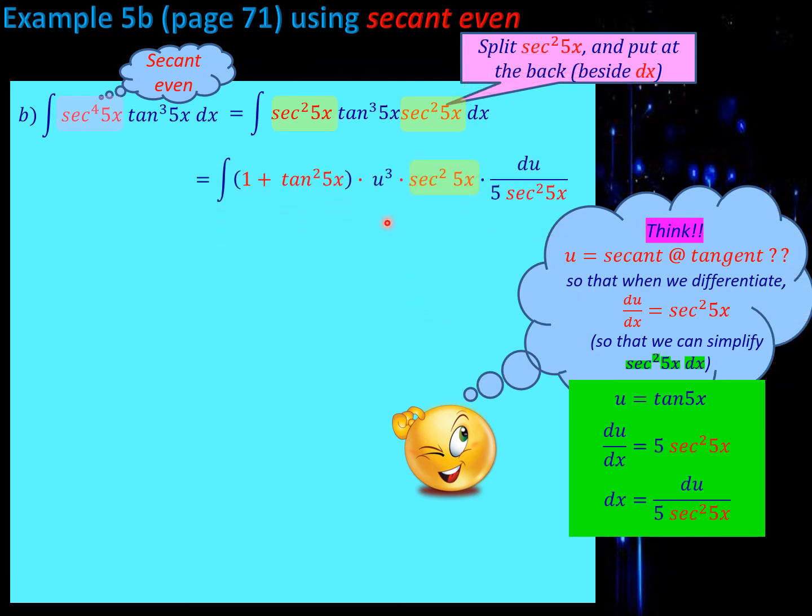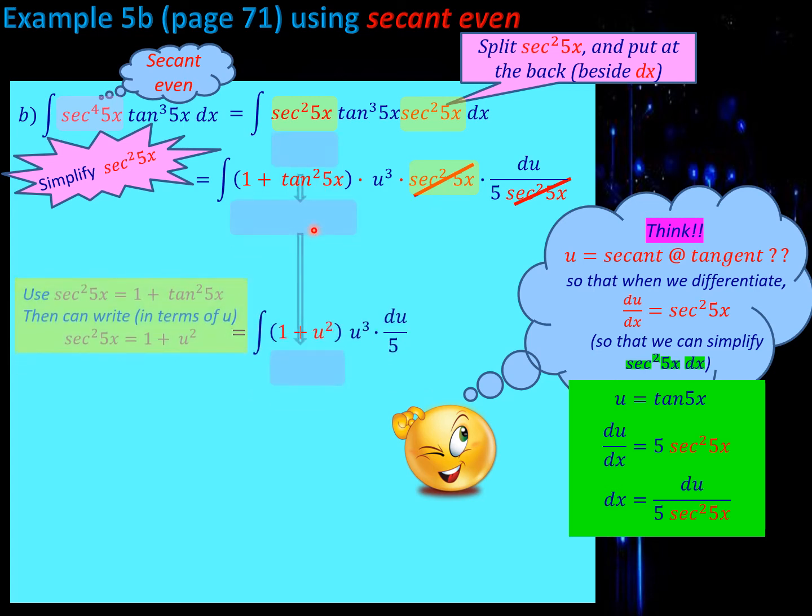And after that, we need to replace. From u equals to tangent 5x, so tangent 5x, we can replace by u. So tangent cube 5x, we can replace by u cube. And then we replace dx by du over 5 sec squared 5x. And we still have sec squared 5x here, and sec squared 5x here. I will discuss this later. And then from sec squared 5x and sec squared 5x here, we can simplify.